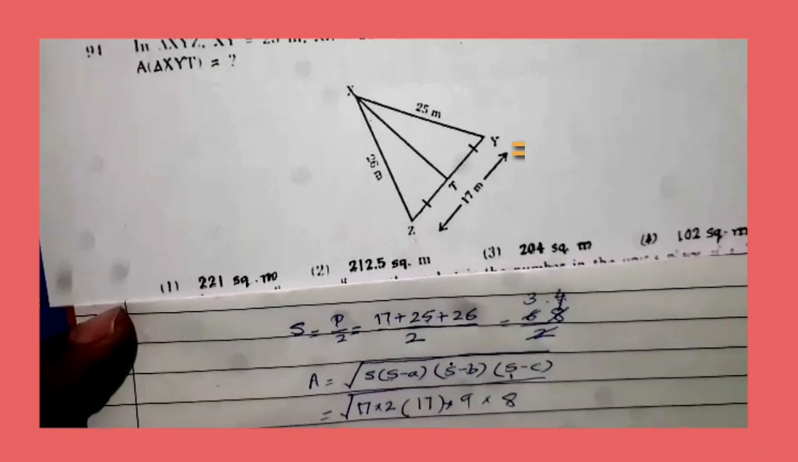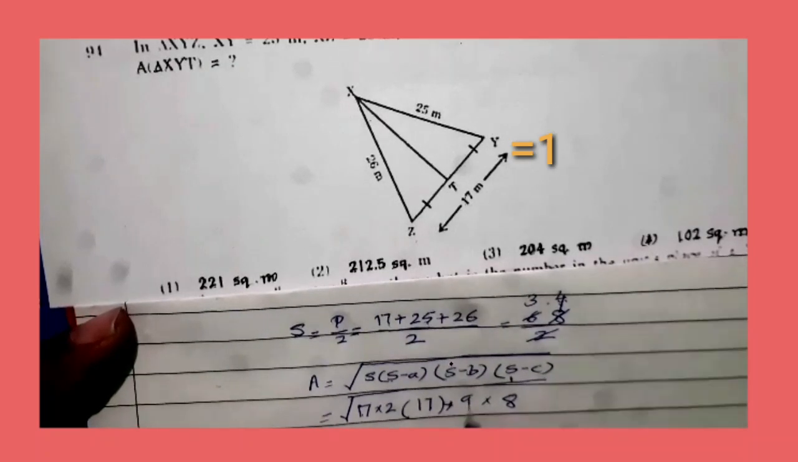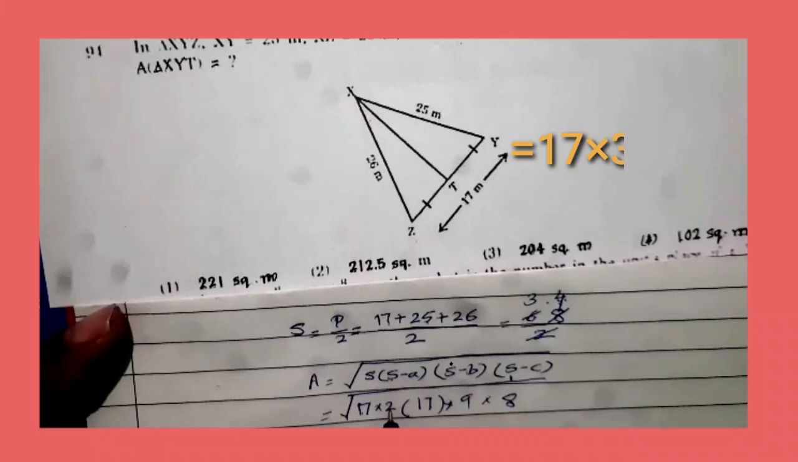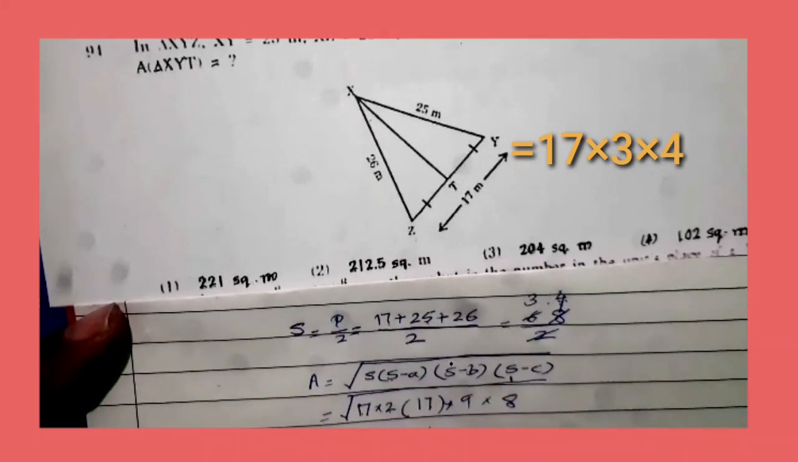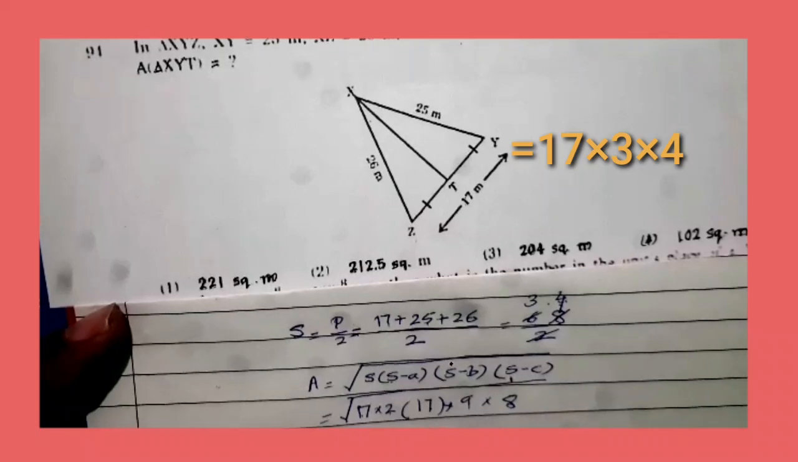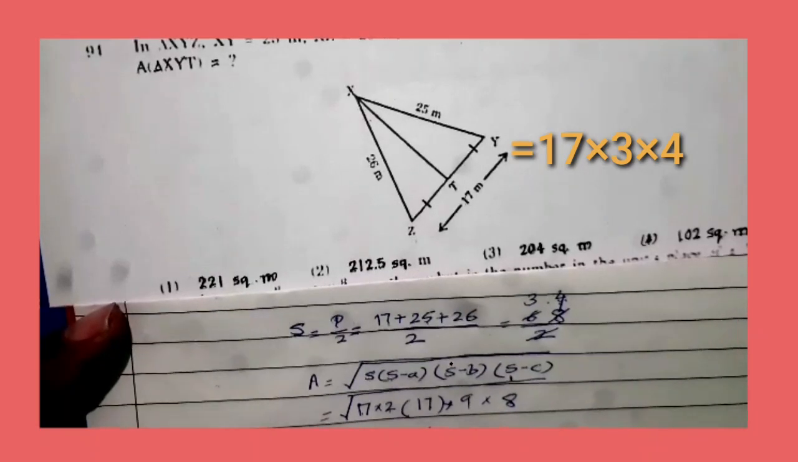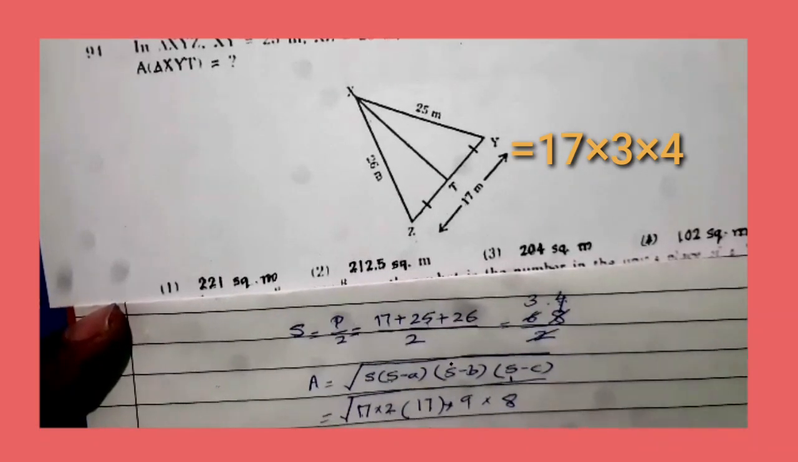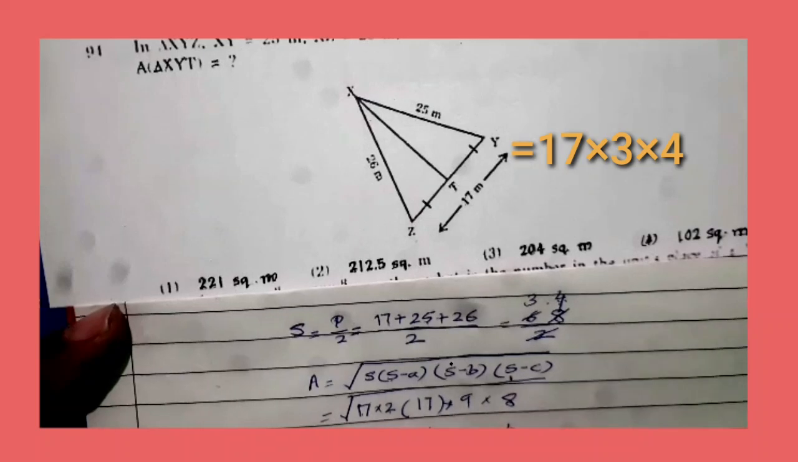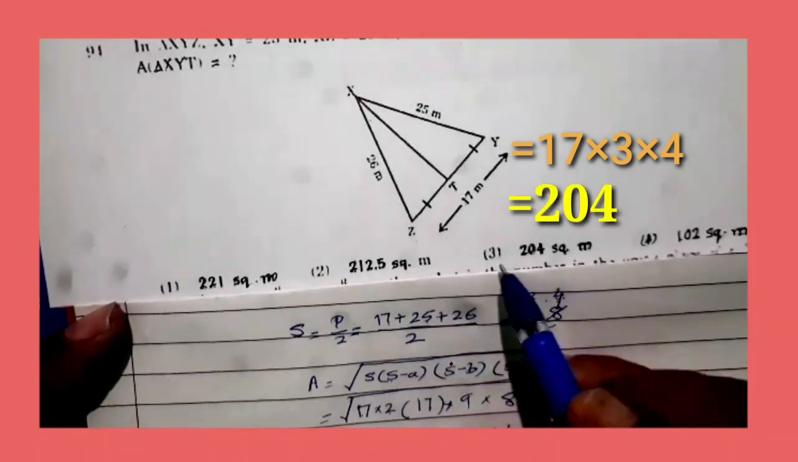Now, 2 times 17. 9 is the square of 3, and 8 times 2 is 16, which is the square of 4. Now 17 times 3 is 51, times 4 is 204 square meters. That is our answer.